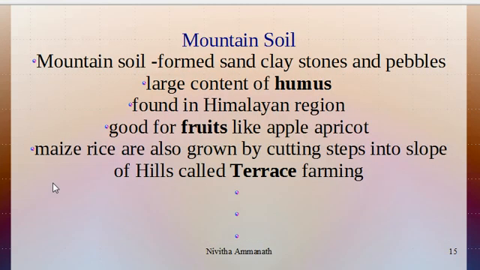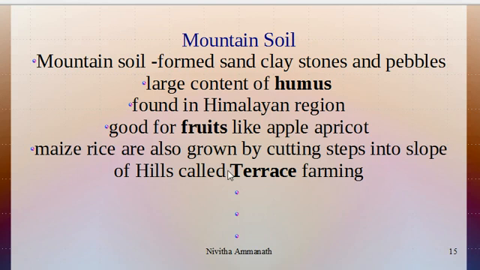Mountain soil. Mountain soil is formed by sand, clay, stones and pebbles. It has a large content of humus. It is found in the Himalayan region, good for fruits like apple and apricot. Maize and rice can also be grown by cutting steps into the slope. It is called terrace farming.